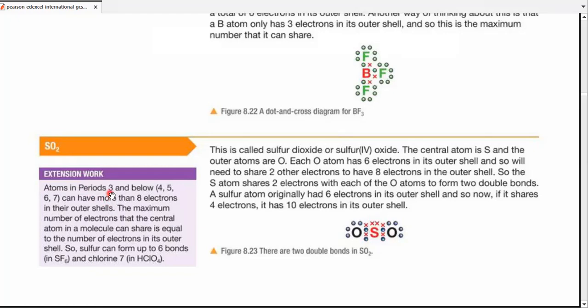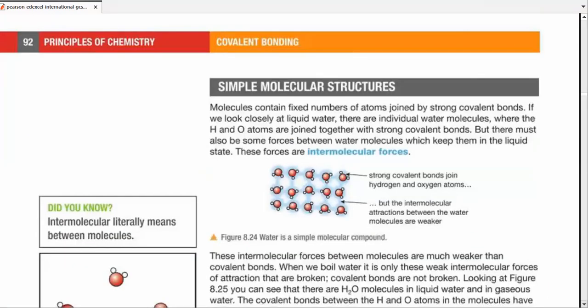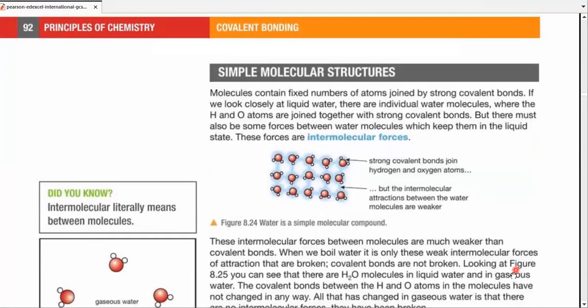Atoms in period 3 and below, that is 4, 5, 6, 7, can have more than 8 electrons in their outermost shell. The maximum number of electrons that the central atom in a molecule can share is equal to the number of electrons in its outer shell. So sulfur can form up to 6 bonds and chlorine 7 bonds. For sulfur with 6 bonds, the example is SF6, and for chlorine with 7 bonds, our example is HClO4, which are good examples of having far more than 8 electrons, not just 10, even more than that.